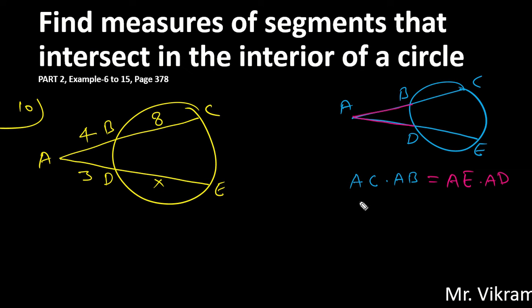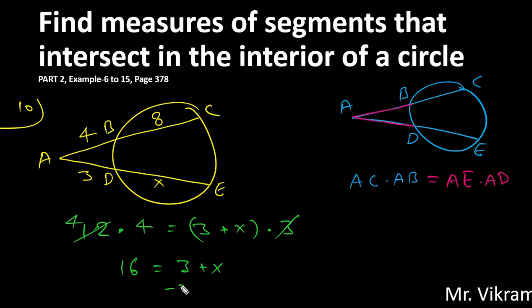So let me just simply substitute the value here. AC is 4 plus 8, which is 12, multiplied with 4, is equal to (3 plus x) multiplied with 3, right? Okay, now you can solve. Since this is 3, 12 divided by 3 is 4, right? 4 times 4 is 16, which is equal to 3 plus x. You do minus 3, and x is equal to 16 minus 3, which gives you 13, and that's your answer.